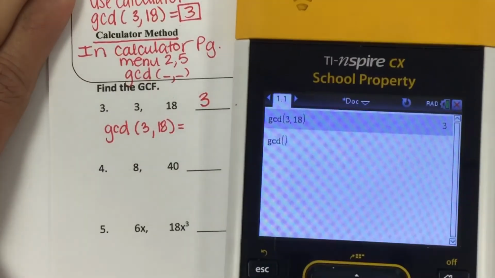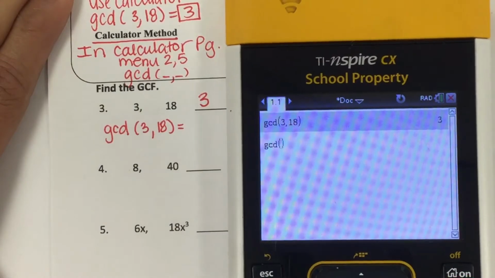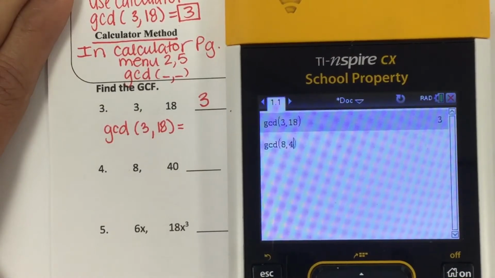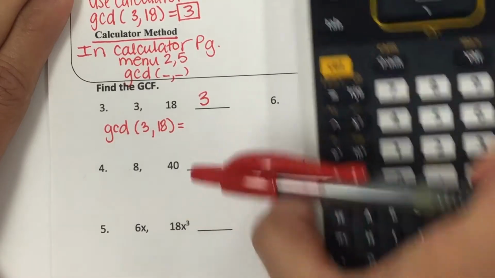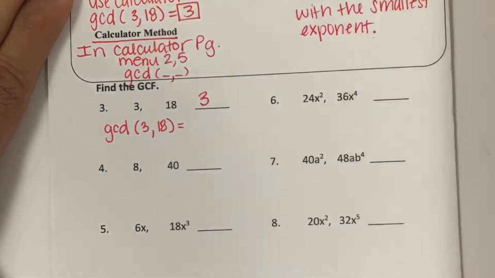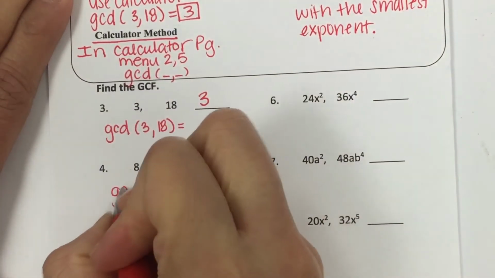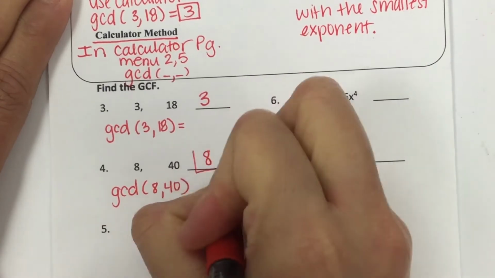So let's go ahead and do number 4, GCD of 8, 40. The comma button is down here at the bottom, comma. So 8, 40. The greatest common divisor is 8. That's the biggest number that goes into 8 and 40.